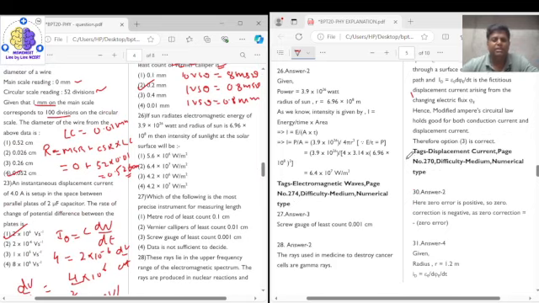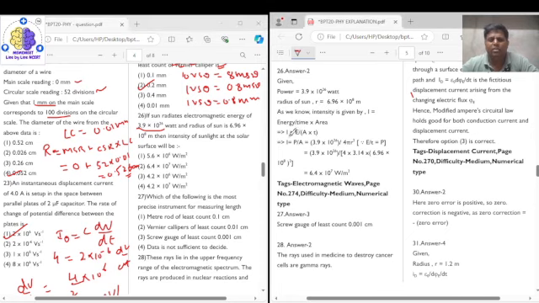Question number 26 says that the sun radiates electromagnetic energy of 3.9 into 10 to the power of 26 watt, and the radius of the sun is 6.96 into 10 to the power of 8 meter. The intensity of the sunlight at the solar surface will be. So this is the energy and this is the area. Intensity is energy upon area. The sun is assumed to be spherical, so its area will be 4 pi r square.